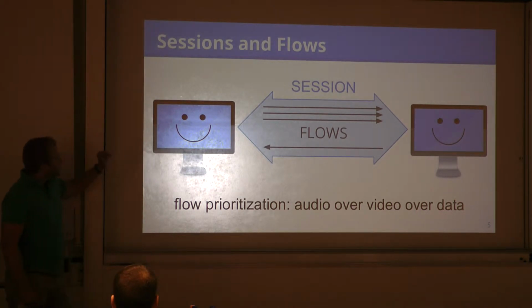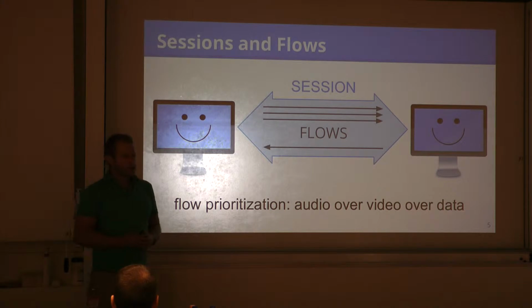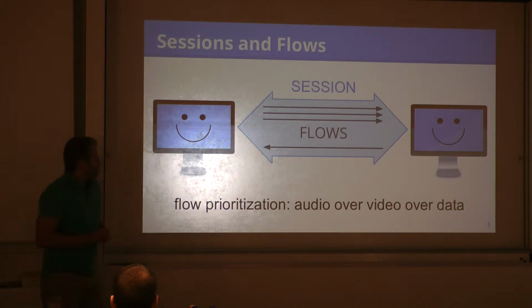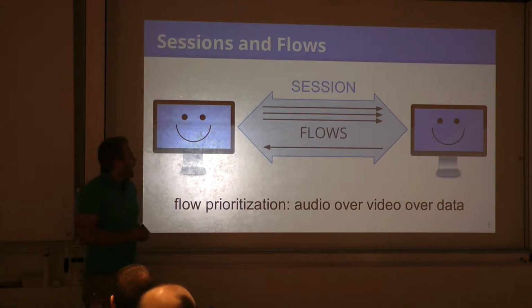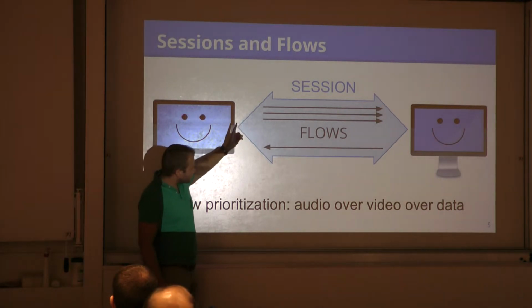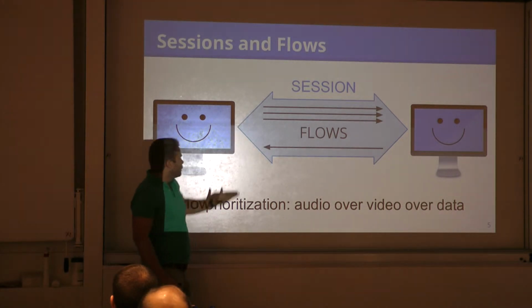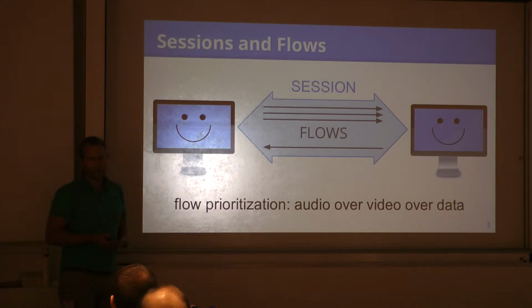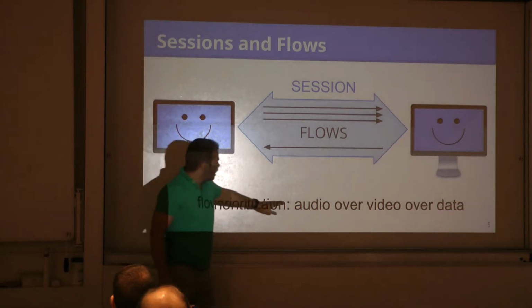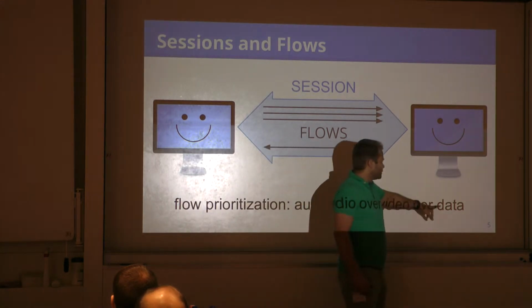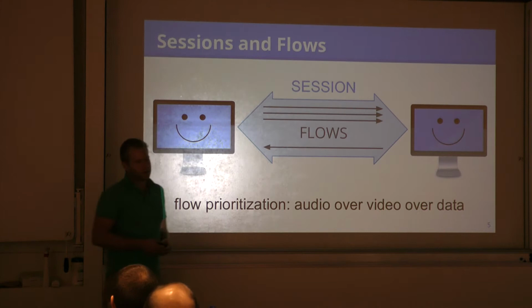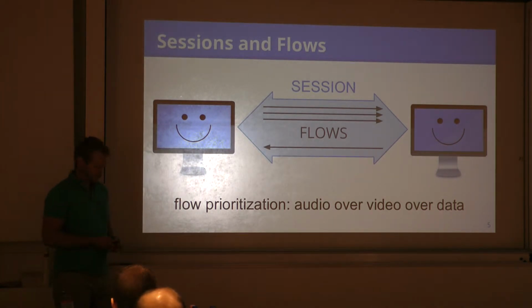So, what does it mean, sessions and flows? When I establish a connection to a peer, like for example Michael, we have a session. The session is identified by a unique session identifier. And within the session, there are flows. Flows are only capable of one direction, and each flow is prioritized for the content which is transferred by the flow. For example, audio over video, over data. So it's a multi-purpose protocol which can transfer whatever you like.